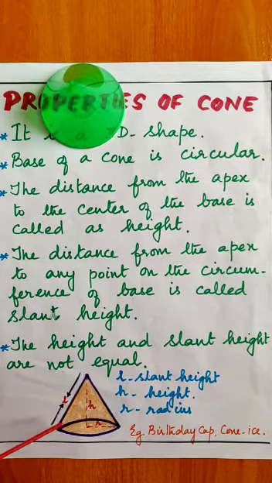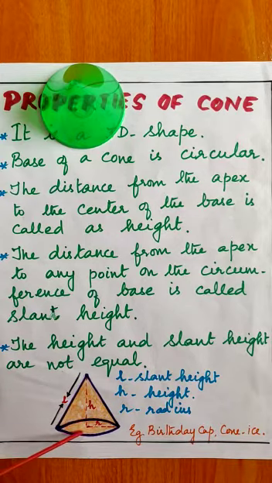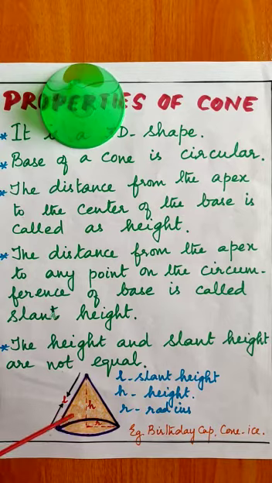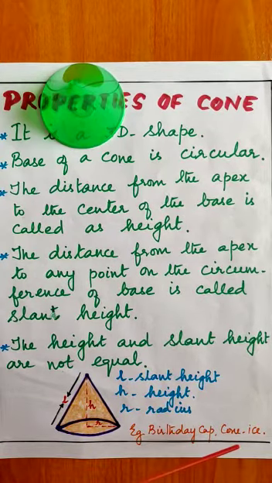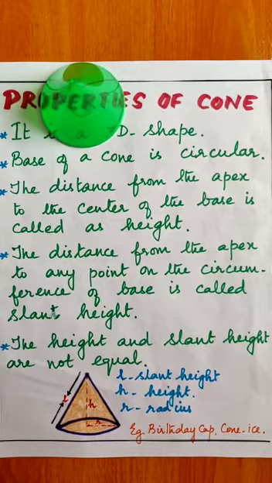And in a cone, the height and the slant height are not equal. So you can see the three dimensions written here: the height, the slant height and the radius. Is that clear, children? And examples for cone are birthday caps, cone ice cream, etc. I hope you would have learned the properties of all the 3D shapes till now, isn't it?